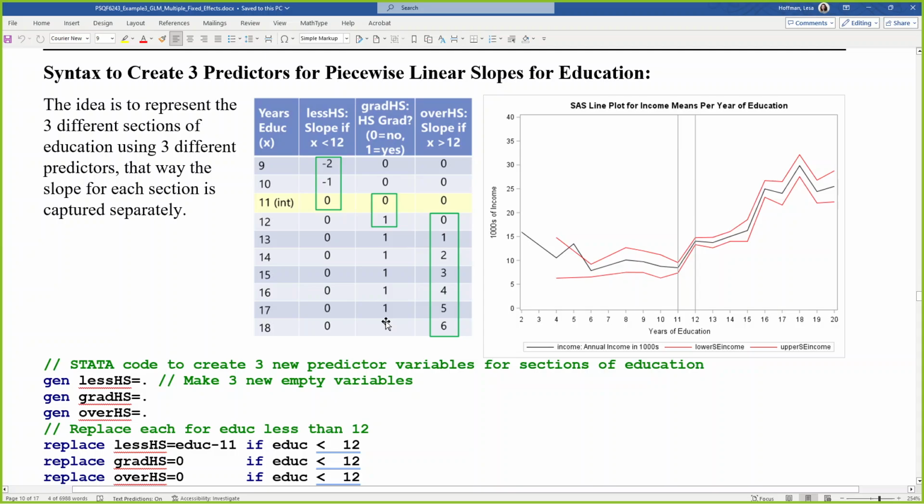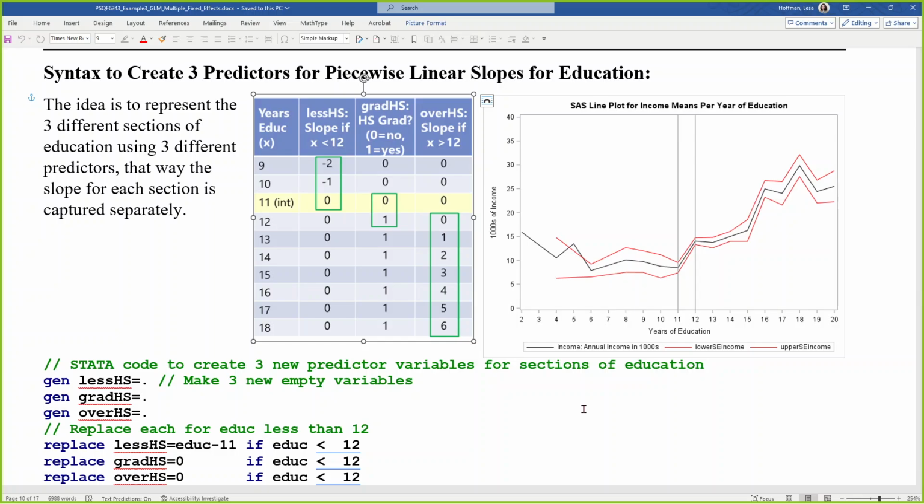So let me just show you how to make the pieces, because I think that's the trickiest part. Honestly, when I have to do this in life, I build this table first. I build out what I want my code to do, because that helps me see the logic of how to write it. So there's more than one way to do this.